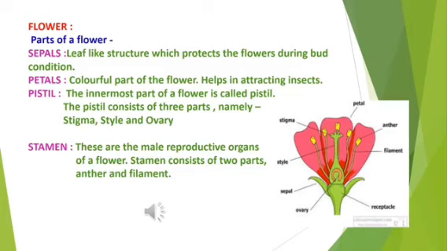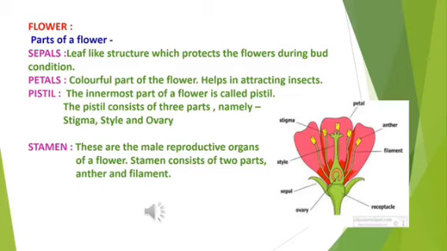Stamen. These are the male reproductive organs of a flower. A stamen consists of two parts. You can see here in the diagram, the anther, which is the topmost part of the stamen, usually yellow in color, and the filament, the long thread-like structure. So the stamen is made of two parts, anther and filament.